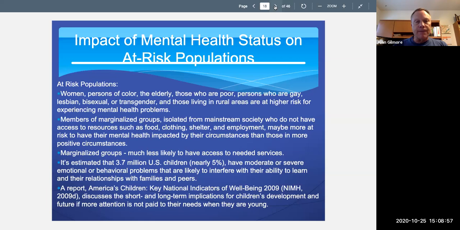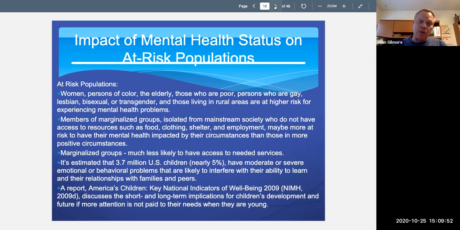Members of marginalized groups, often isolated from mainstream society, who do not have access to resources such as food, clothing, shelter, employment, may be more at risk to have their mental health impacted by their circumstances than those in more positive circumstances. It goes back to what we've been talking about since day one, the impact of living in poverty, a lack of shelter, clothing, and food, not having that safe environment, Maslow's hierarchy of needs. Marginalized groups are much less likely to have access to needed services. So again, people of color, the elderly, LGBT folks, and people in rural areas may not have access to the services that could help them in dealing with a mental health issue.